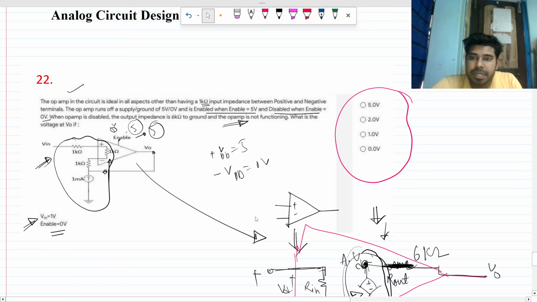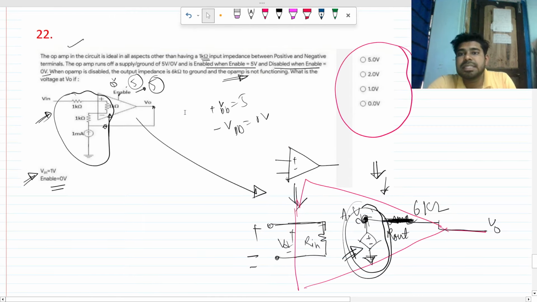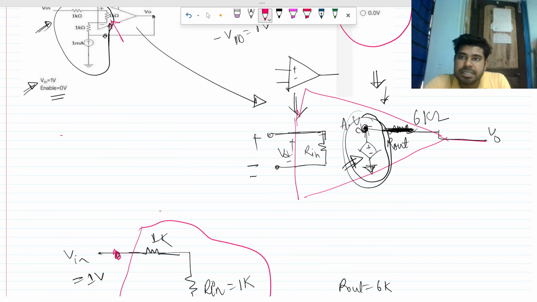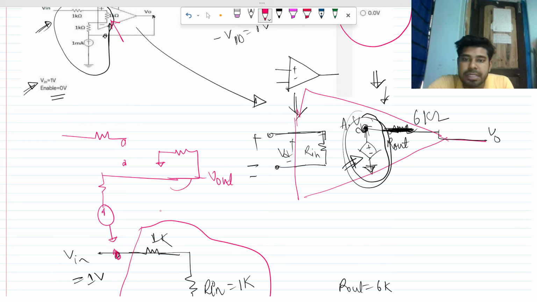Many people can think that if the circuit is not working, this impedance does not play any role, so they will do this. They will do 1k, and that will be infinity. That is 1k, that is your current source, and that is your 6 kilo ohm, and that is your V out. So what will be your output? This current is going here, this is 6 kilo ohm, this is 1 milliamp, and ultimately no current can go there, so all of the current will flow here. So V out will be nothing but I into R, right? So it will be 6 volt.